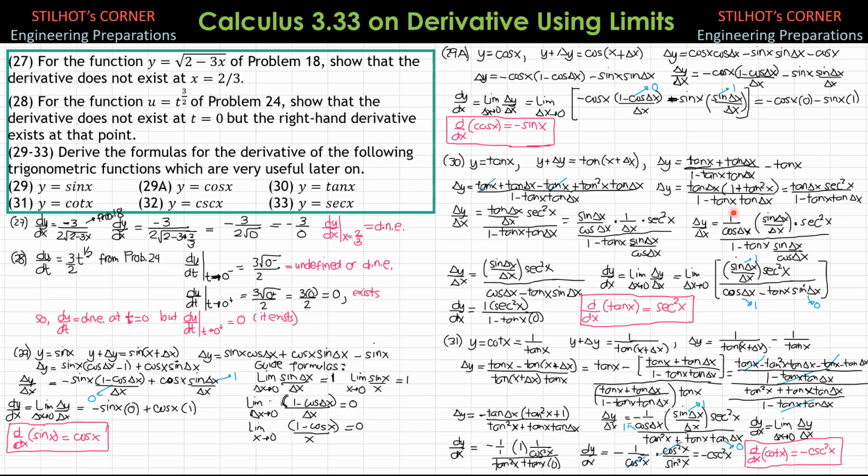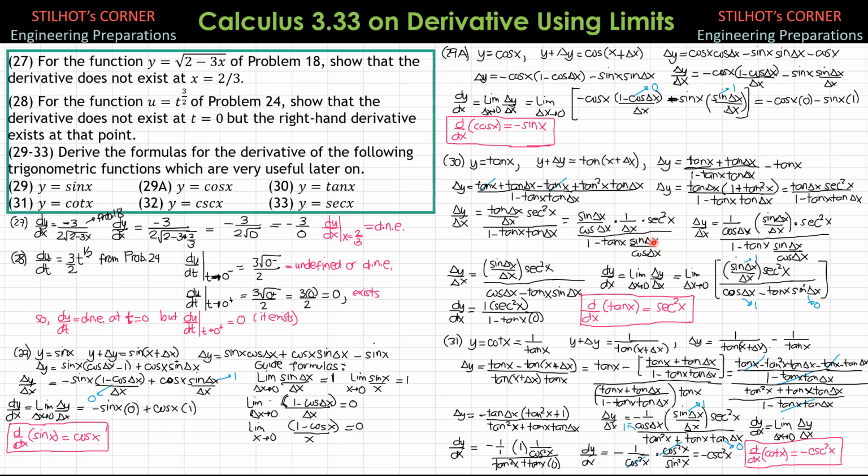So dividing everything by delta x, delta y over delta x equals tangent delta x over delta x times secant squared x, all over the LCD 1 minus tangent x tangent delta x. I break tangent delta x into sine delta x over cosine delta x. Then we have 1 over delta x times secant squared x over 1 minus tangent x times sine of delta x over cosine delta x.